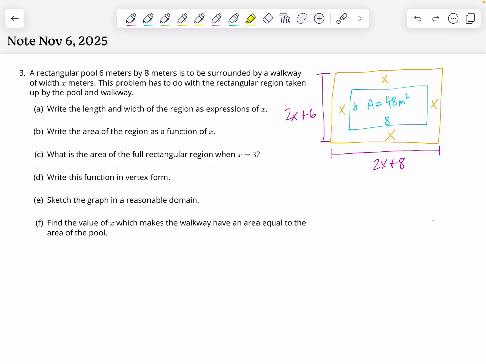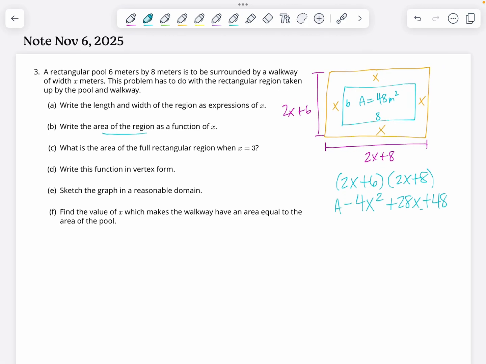So then we're going to take those two dimensions and we want the area of the entire region, so including the pool. We're going to multiply out length times width, 2x plus 6 times 2x plus 8. When you distribute that out, combine your like terms, you end up getting 4x squared plus 28x plus 48. So we can say that the area of that region equals that polynomial. Okay, so that's part B.